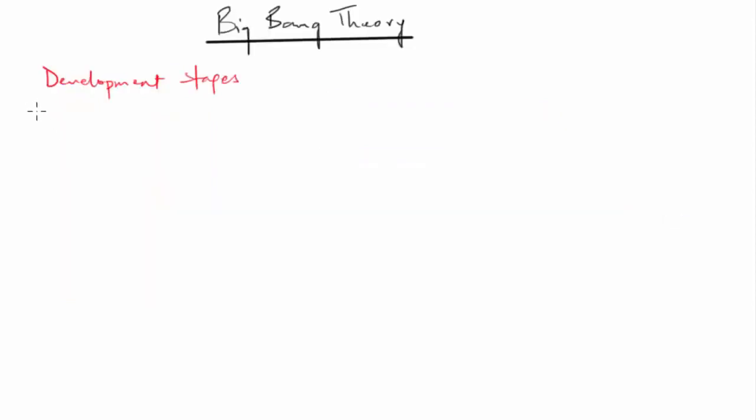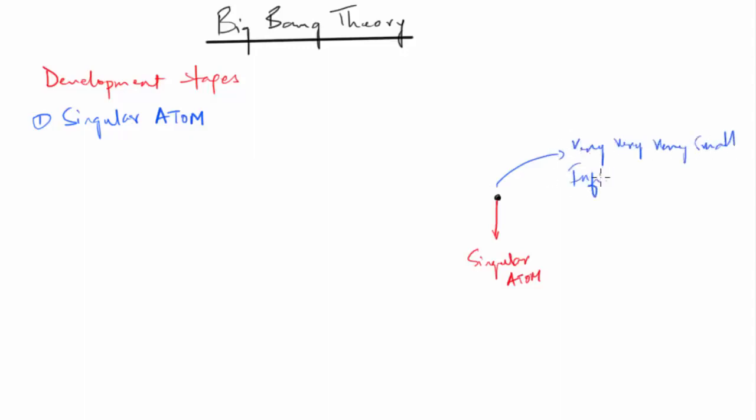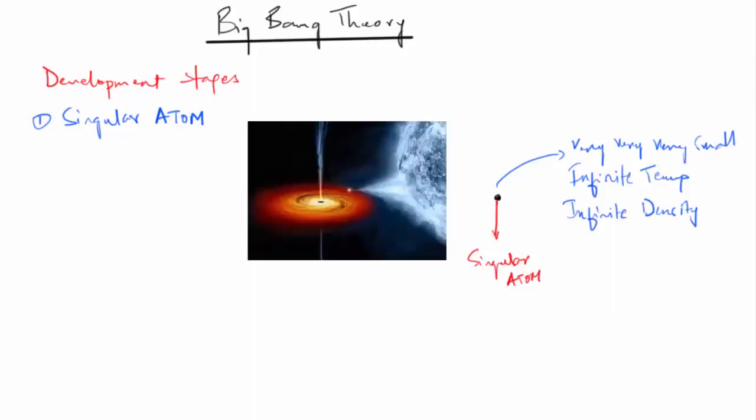Now, the Big Bang Theory considers the following stages in the development of the universe. In the beginning, all matter forming the universe existed in one place in the form of a tiny ball, that is, a singular atom, with an unimaginably small volume, infinite temperature, and infinite density. Well, to be honest, where did it come from? We don't know. Why did it appear? We don't know. It is thought to exist at the core of black holes.